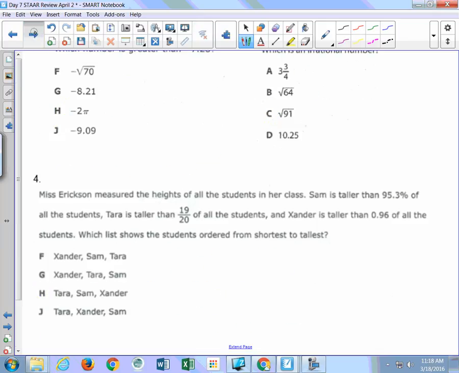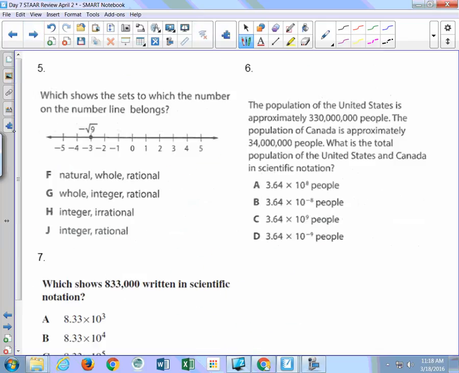All right, going to the next one, number 5, which shows the sets to which the number on the number line belongs. All right, so first thing we need to do is get rid of the square root. The square root of 9 is 3. So this is -3. It's right here, you can see. So what sets does that belong to? If you look in your folder, natural numbers are your counting numbers, 1, 2, 3. Whole numbers are your natural numbers, but it adds 0 to it. And then integers are your positive and negative whole numbers. And then rational numbers are all those numbers. And then we have real.